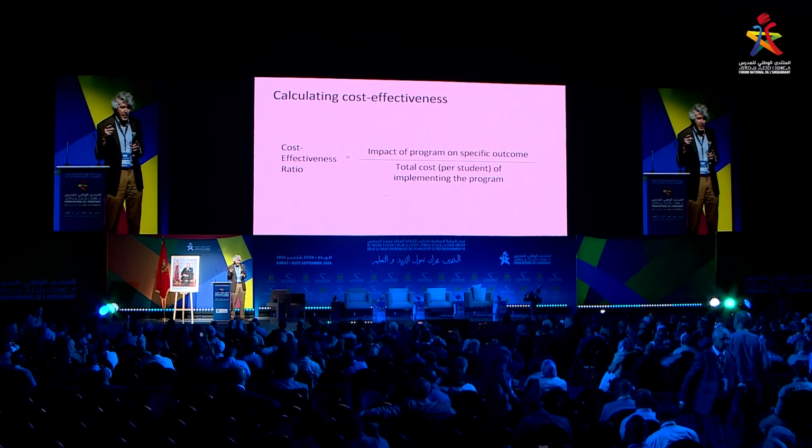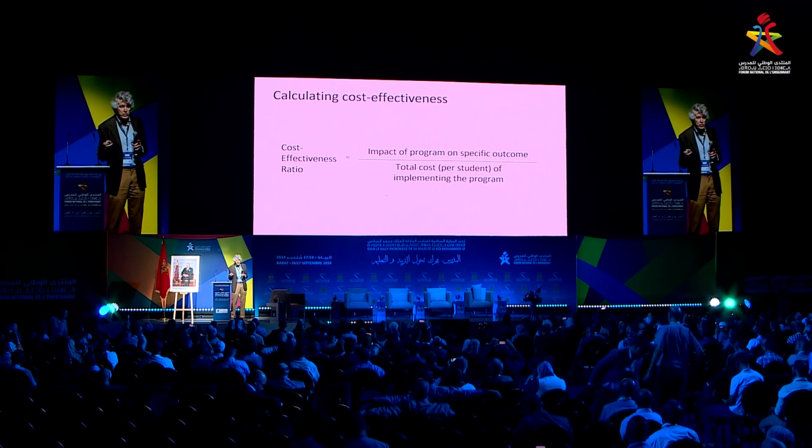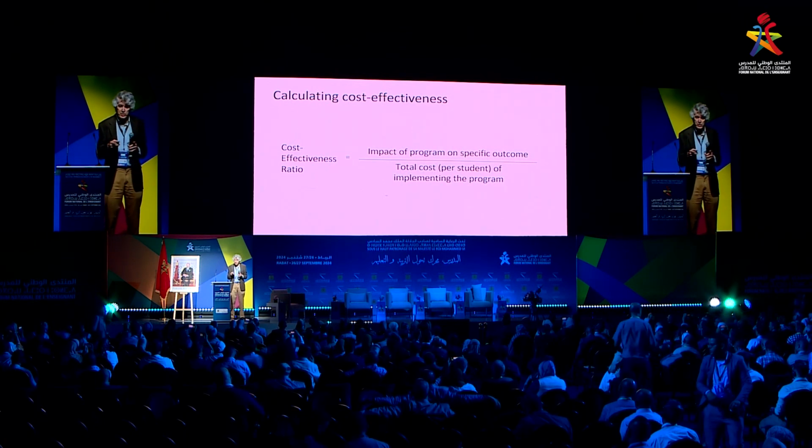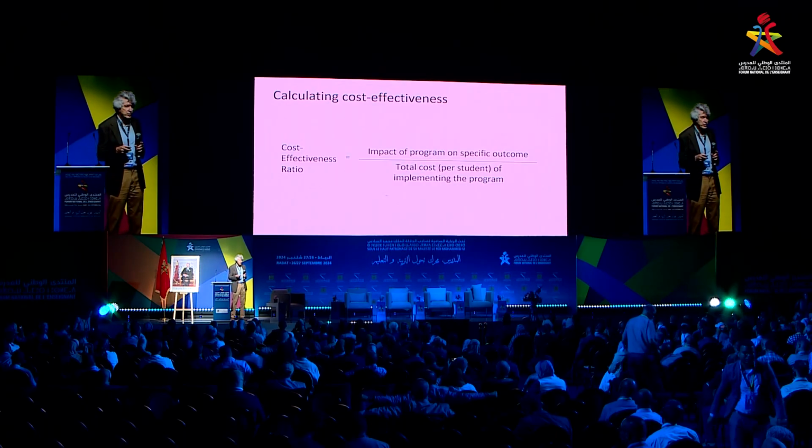But let me tell you, when I say measuring impact or effectiveness, I've been saying, okay, let's look at the test scores, or whatever you want to look at, of children in the treatment group and the control group, and that will tell you the effect of the program. However, that measures effectiveness or impact, okay? But being an economist, we also care about how much it costs. So there's another concept which we call cost effectiveness, which is the effect of the program divided by the cost per student of implementing the program.